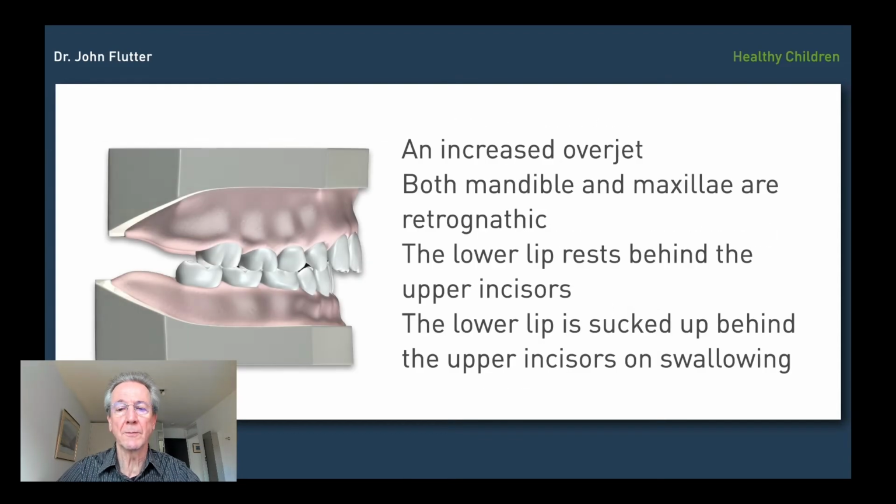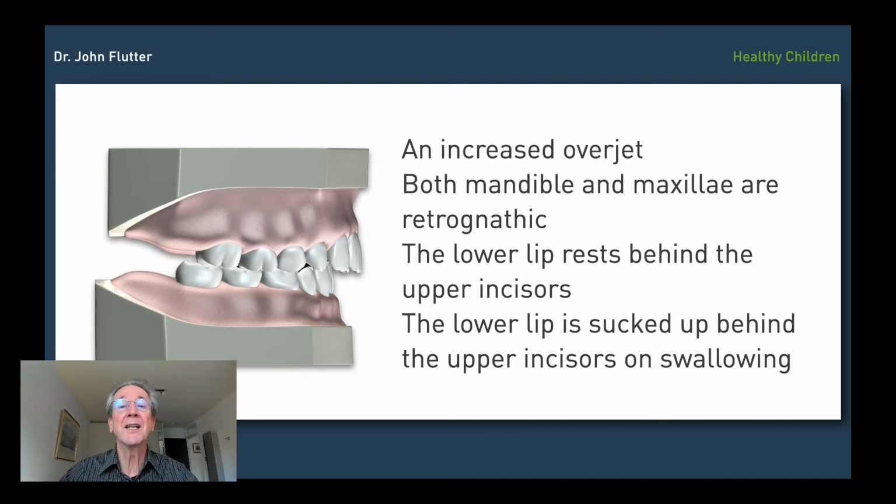So when we see a child at age 12 or 13 with an increased overjet, we might consider that to be a genetic abnormality, or, what I'm suggesting, we see that as the inevitable result of the lip and tongue posture that's often adopted from birth.